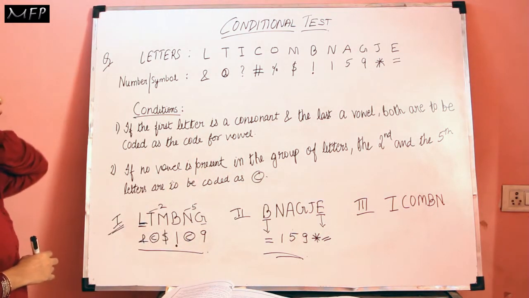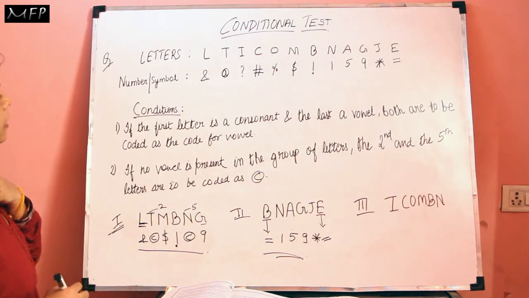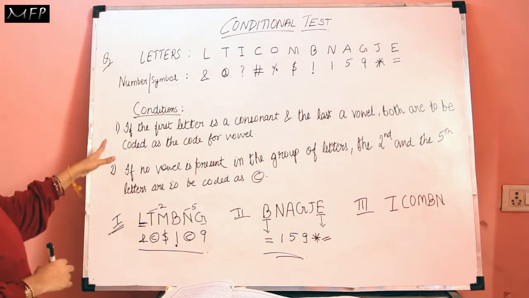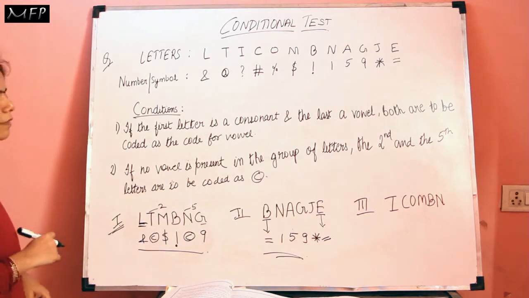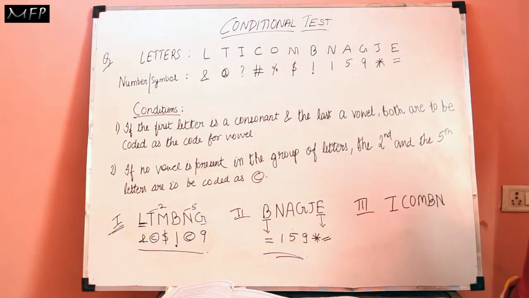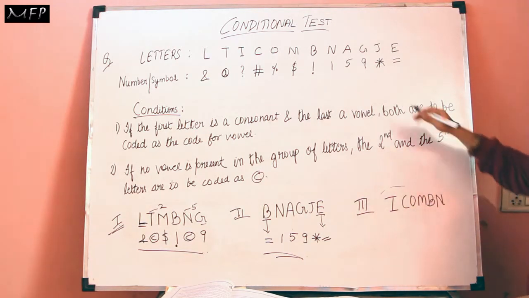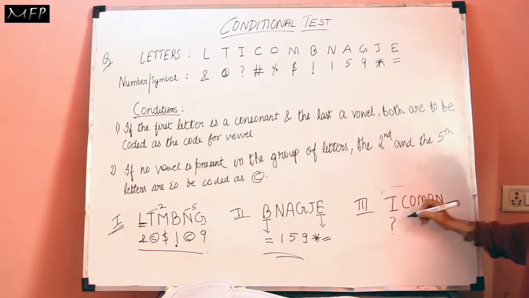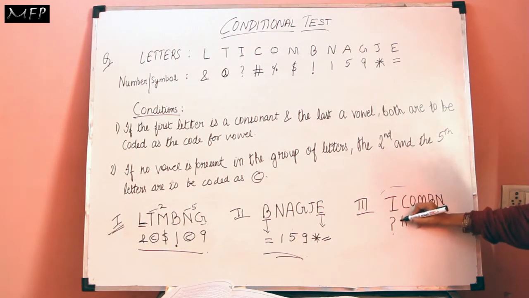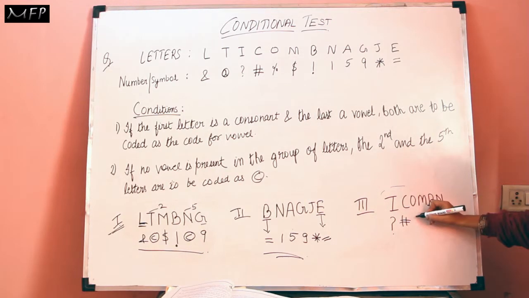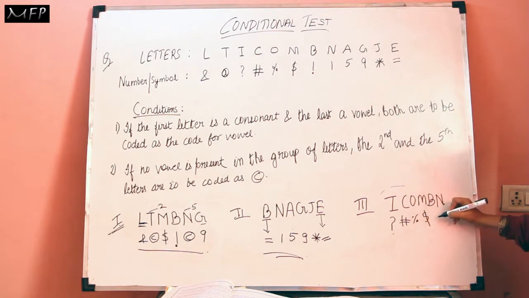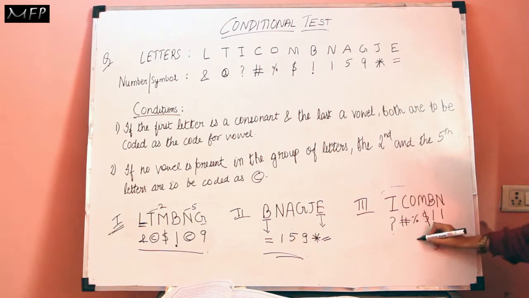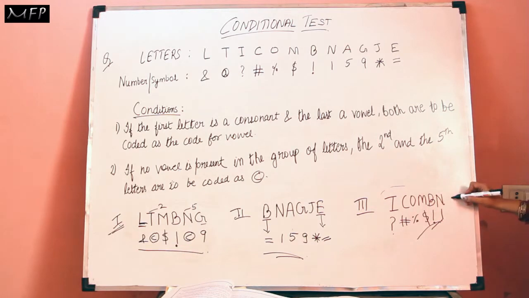The third group of letters is I, C, O, M, B, N. Now here both conditions are not applied in this question. So we will simply write the code for this group of letters as these codes are given. The code for I is question mark. The code for C is hash sign. The code for O is ampersand sign. The code for M is dollar sign. The code for B is exclamatory sign. And the code for N is 1. So this will be the final code for this group of letters.